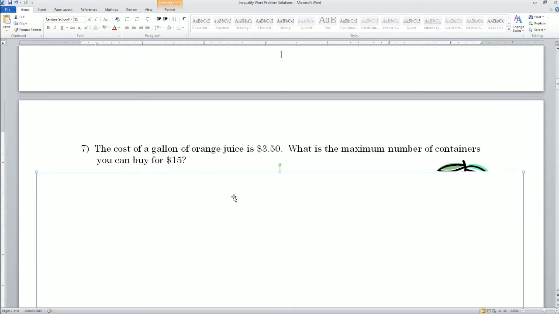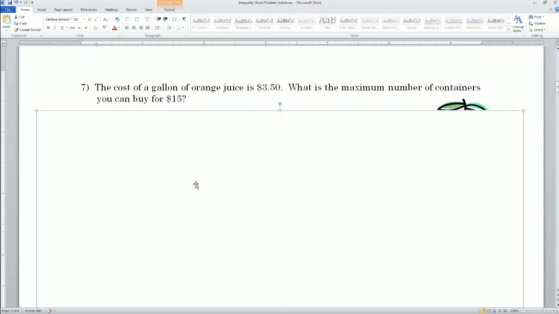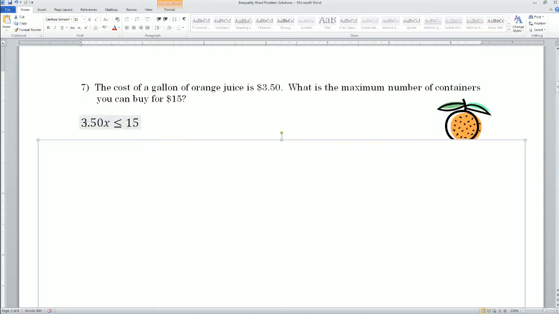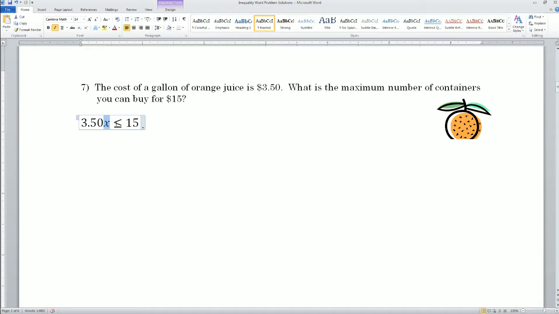Seven. The cost of a gallon of orange juice is $3.50. What is the maximum number of containers you can buy for $15? So I set up the equation 3.50 times x, that is the money, and x just represents the number of containers, less than or equal to 15 because that is the most that you can buy.